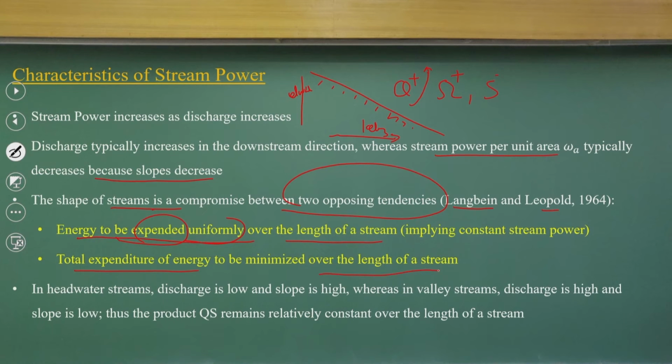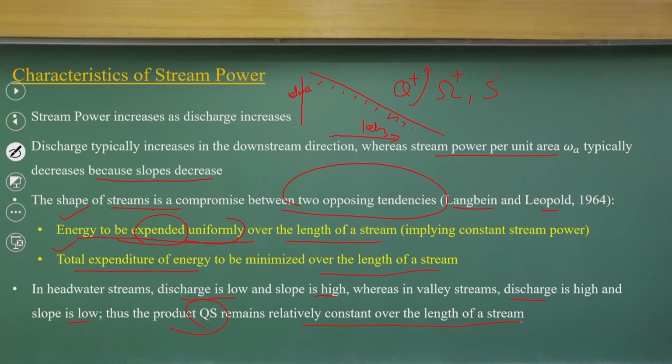Based on these two hypotheses, we have a lot of studies, what we discuss about the lens concept and all. They follow these two hypotheses of opposing tendencies, derived by observing how rivers behave. In headwater streams, the hilly streams, the discharge is low and the slope is high. In valley streams, the discharge is high and the slope is low. Thus, the product of QS remains relatively constant along the river. That is the concept.